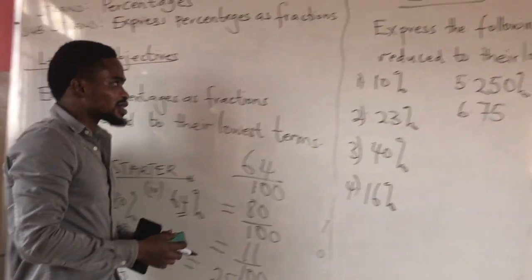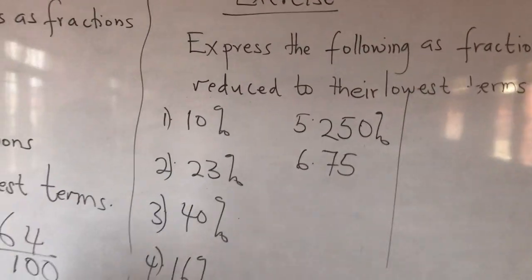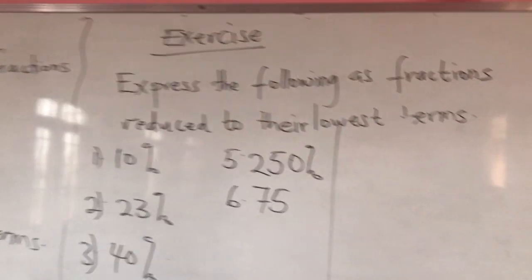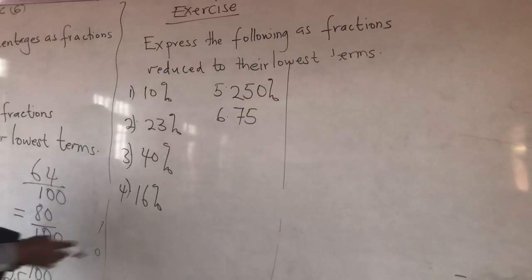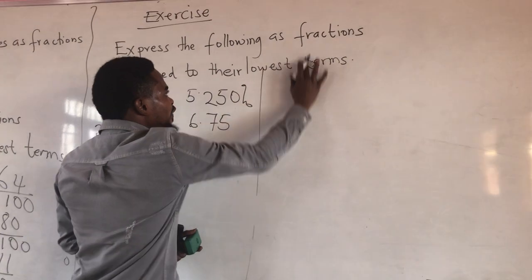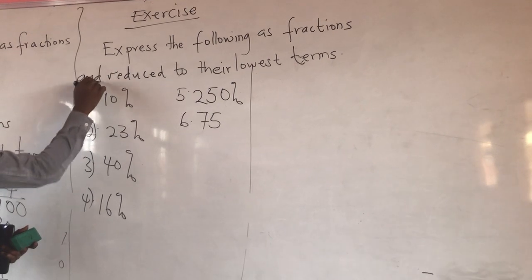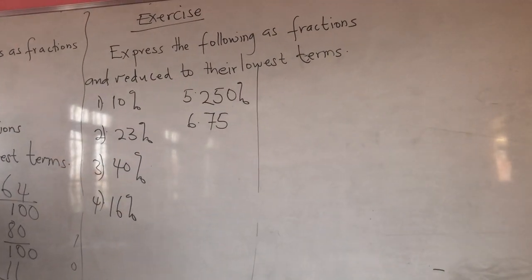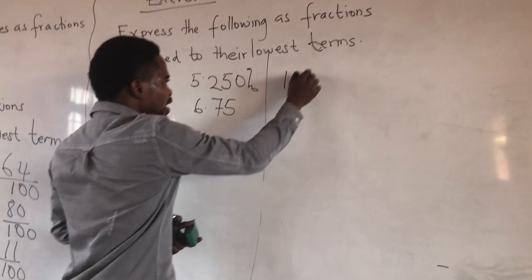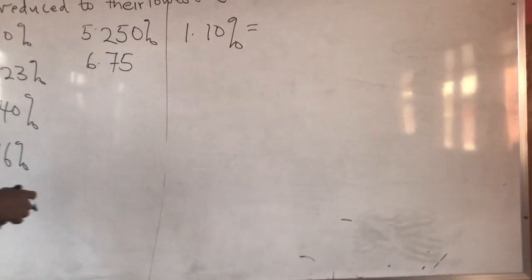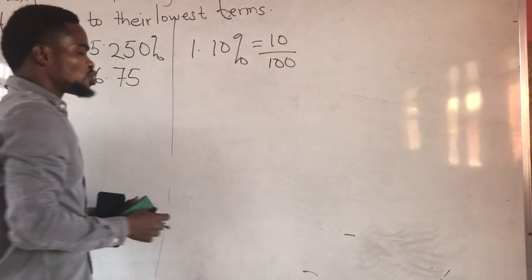Now let us look at some exercises for the day. Read the heading, which says: express the following as fractions and reduce to their lowest terms. The first question is 10%, which can be written as 10 out of 100.